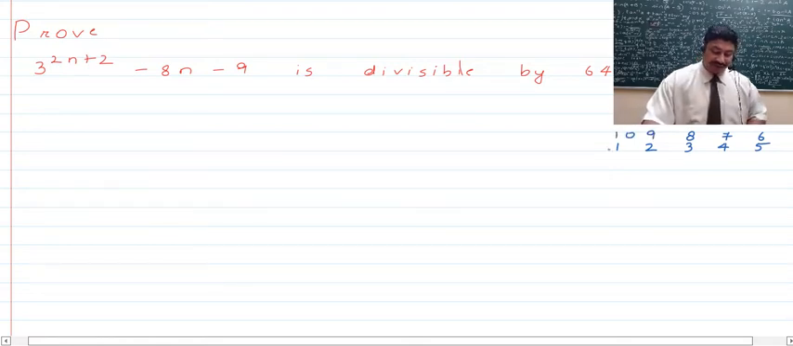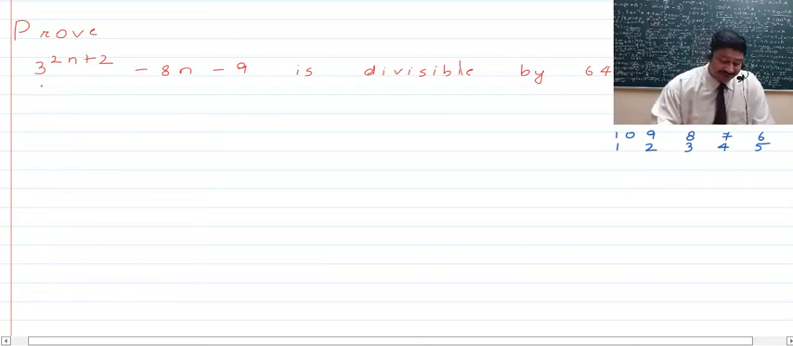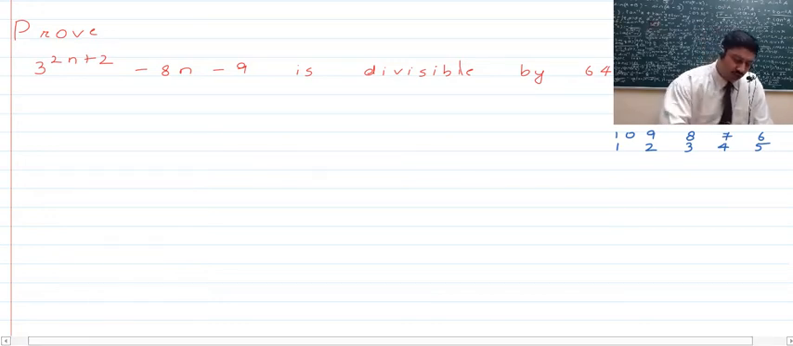Okay children, discussing the sum now, we have to prove that 3 raised to the power 2n plus 2 minus 8n minus 9 is divisible by 64. In order to prove this, remember we have the number 64 which can be written as 8 square, and somehow from the first term we've got to coin 64. So let's see how we can do it.